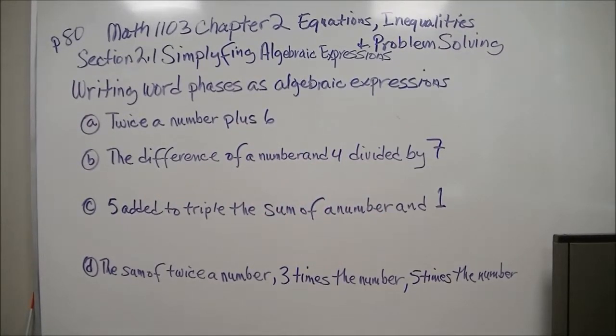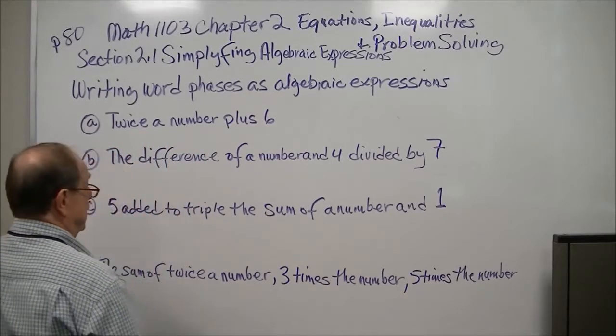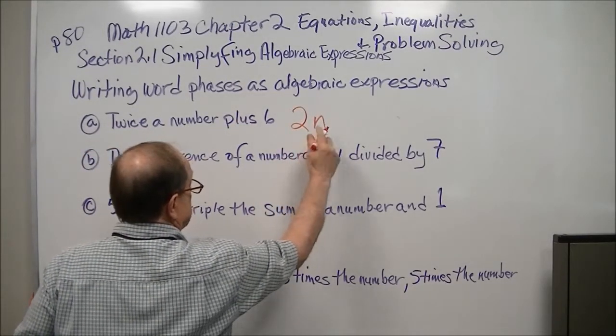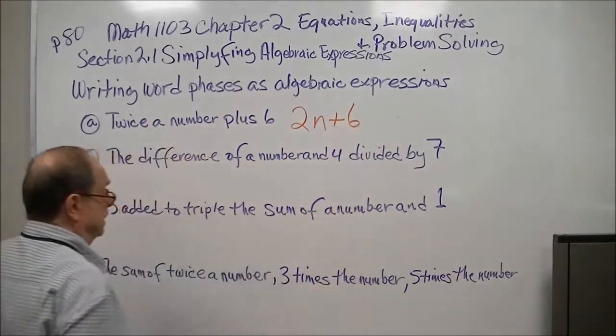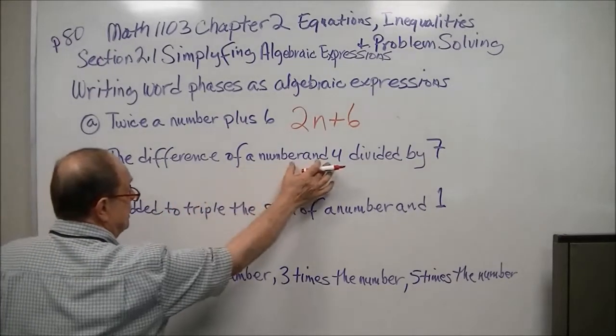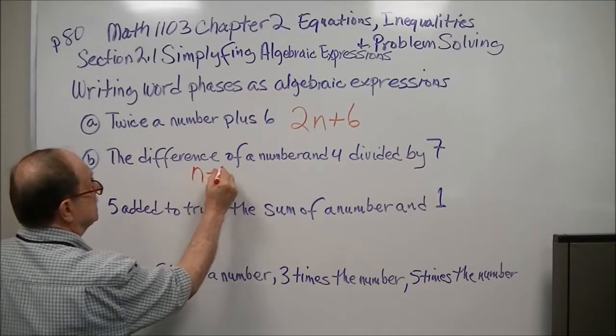This is the last section of 2.1, and we're writing word phrases into algebraic expressions. So we're converting English into algebra. Twice a number plus 6. Well, twice a number plus 6. The difference of a number and 4. Well, that's going to be a number minus 4.